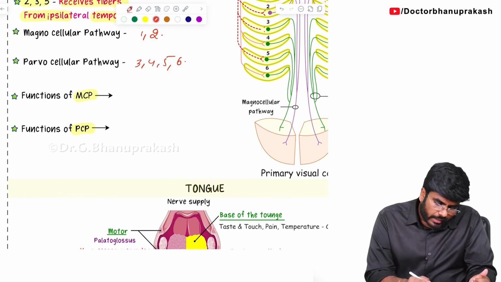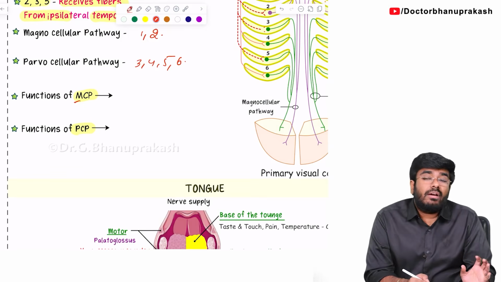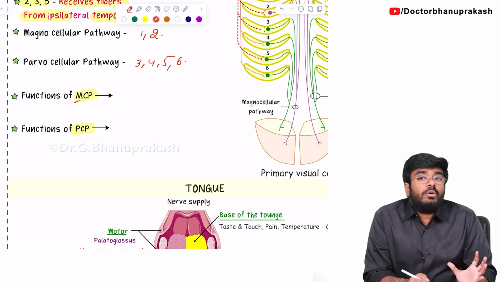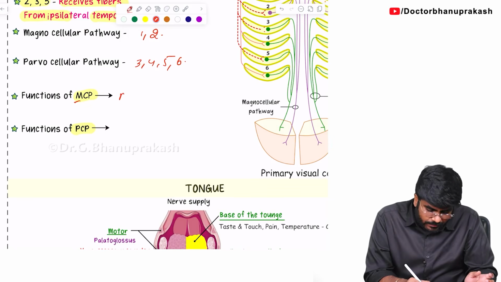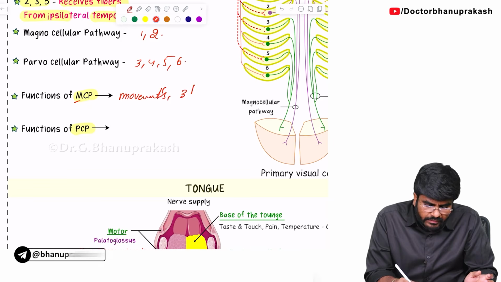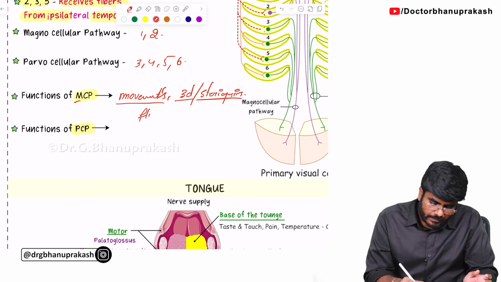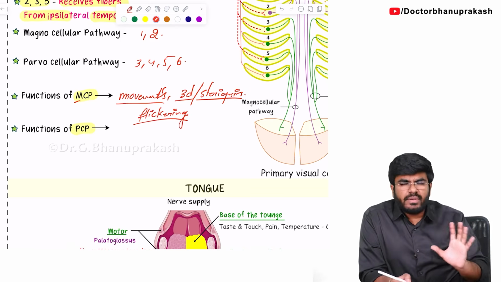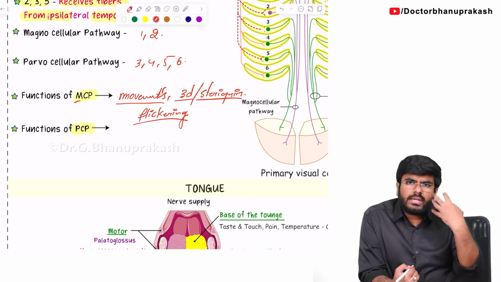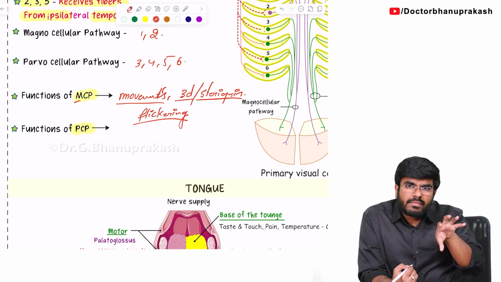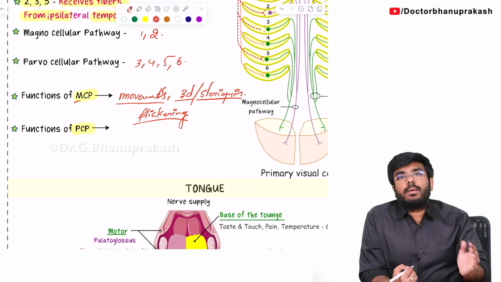See, for the magnocellular pathway, I always remember it like M for M. What kind of visual information will they carry? They take the information about movements. They take the information about 3D vision or stereopsis. So movements, 3D vision, stereopsis, flickering. If something is moving, I can actually feel it, I can know it. So the information about the movements of objects is carried by the magnocellular pathway.